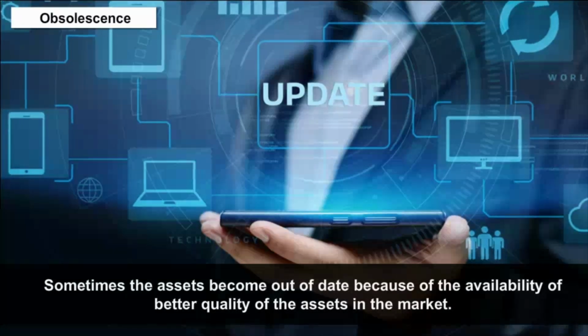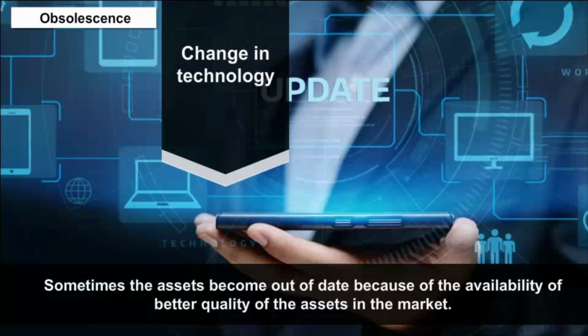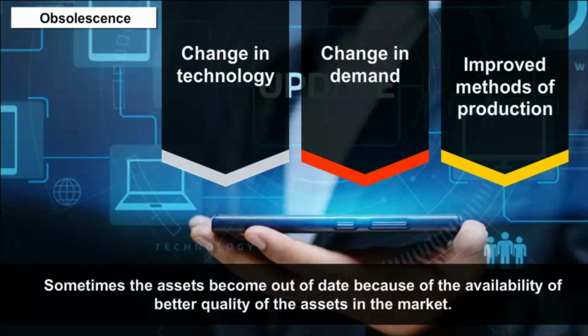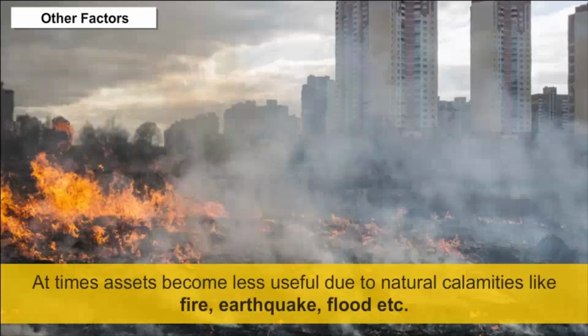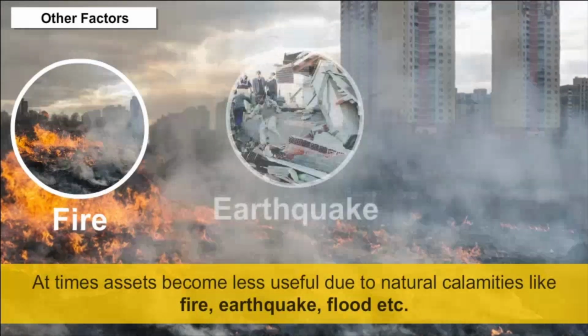Sometimes the asset becomes out of date because of the availability of better quality assets in the market. Reasons could be a change in technology, change in demand, improved methods of production, etc. Other factors. At times, assets become less useful due to natural calamities like fire, earthquake, flood, etc.